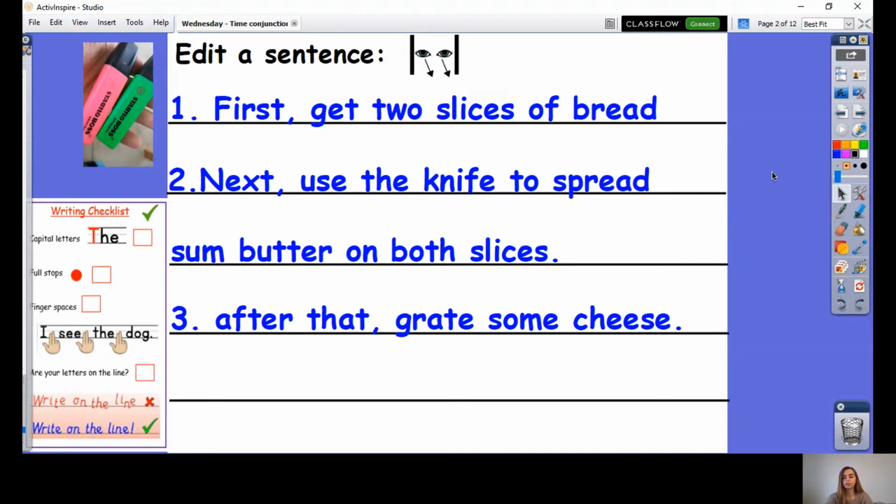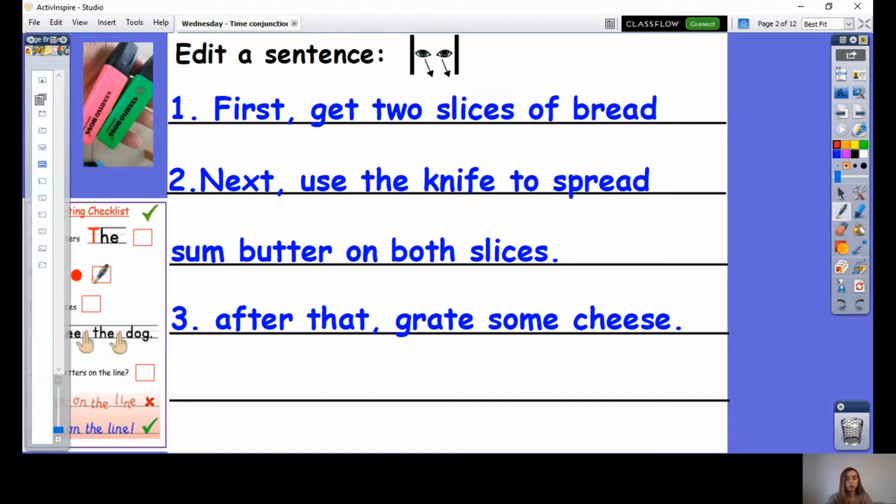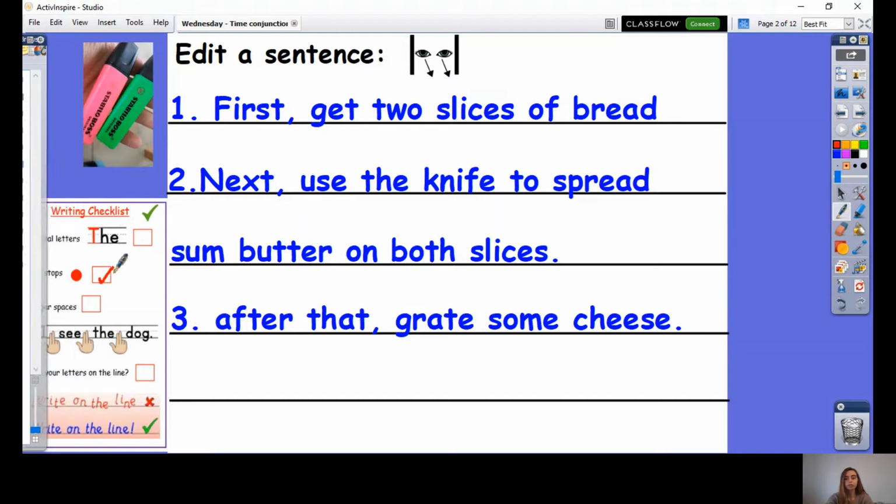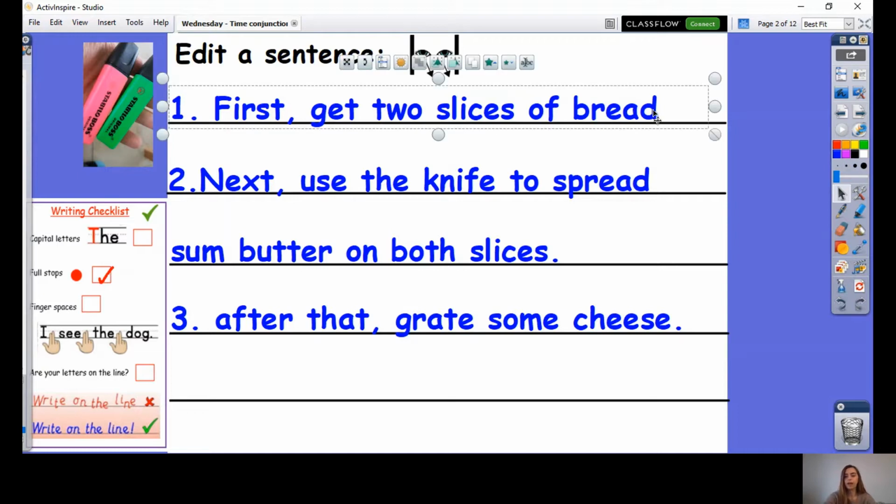Okay, you should have spotted those 3 mistakes. Well done if you have. Let's go through them all. What's the first mistake that you spotted? Well done, you used a writing checklist to help you, and you spotted that we need to have a full stop in our sentence. So well done for spotting that mistake. I need a full stop after my first sentence. First, get 2 slices of bread. We need to have a full stop at the end.